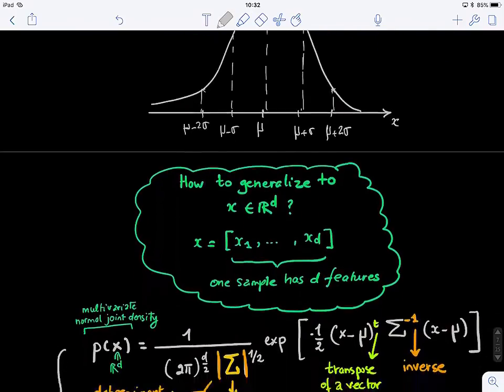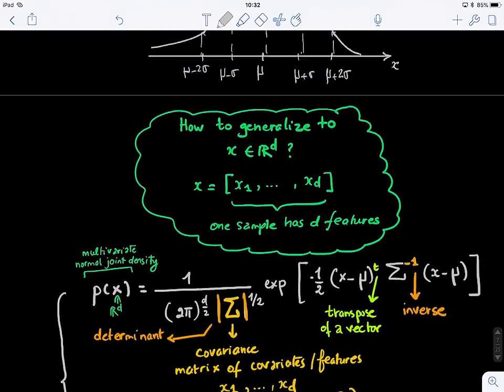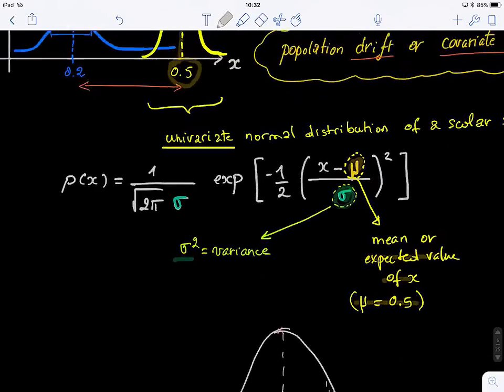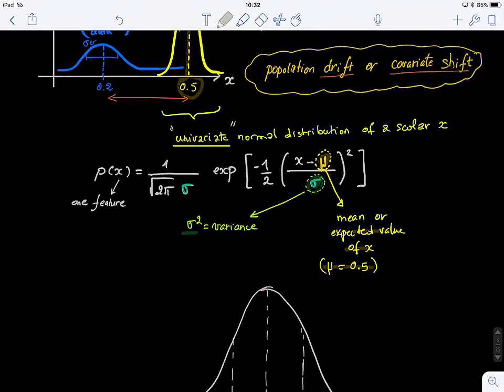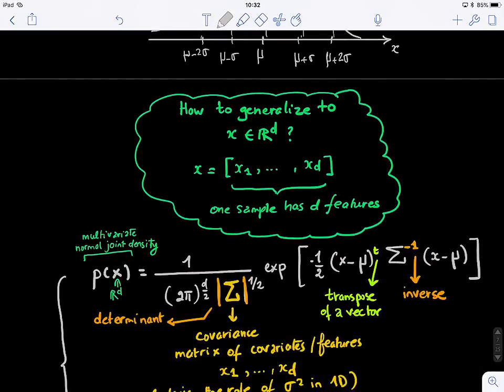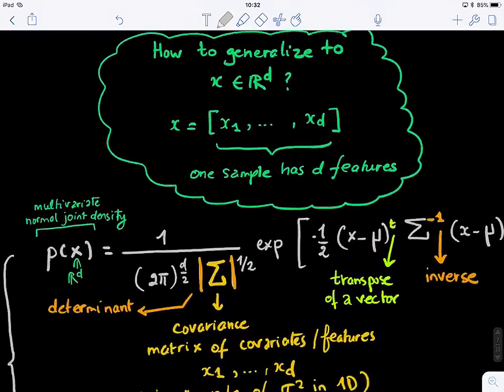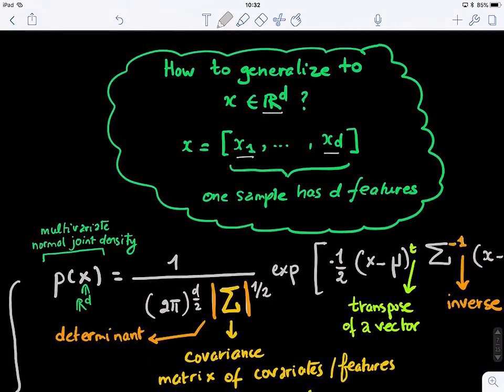Cool. Now, let's look at the general case. In this formula, x is our feature vector, a single feature, one feature. This is the one-dimensional case, which is why we call it univariate. But what if we want to generalize it to multiple variables, where our x belongs to R^d? We have many features. It's a high dimensional vector.